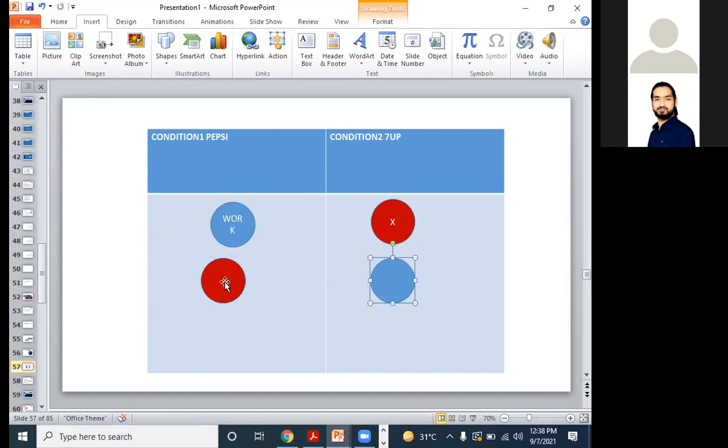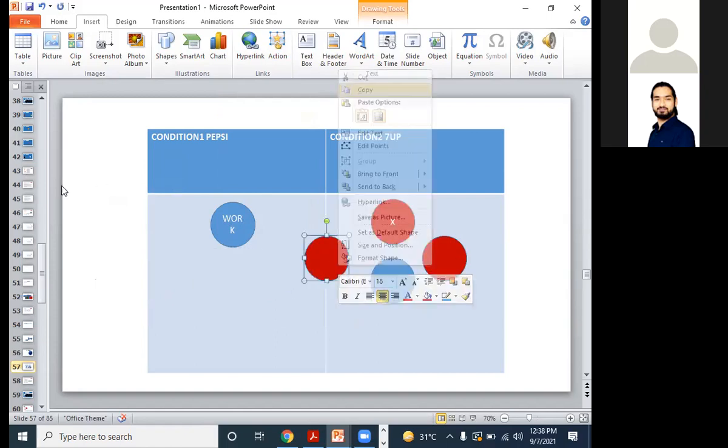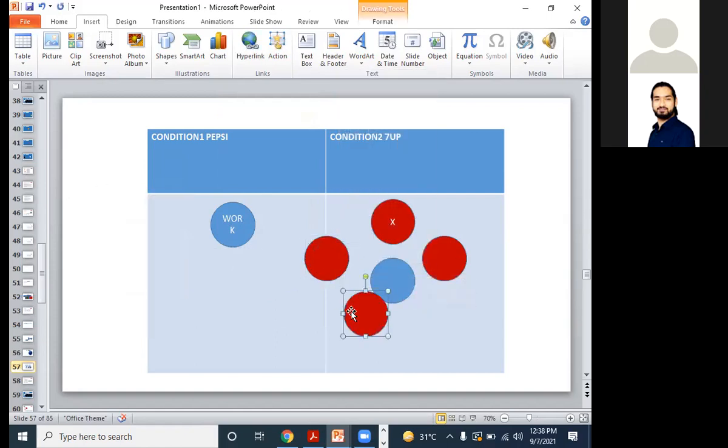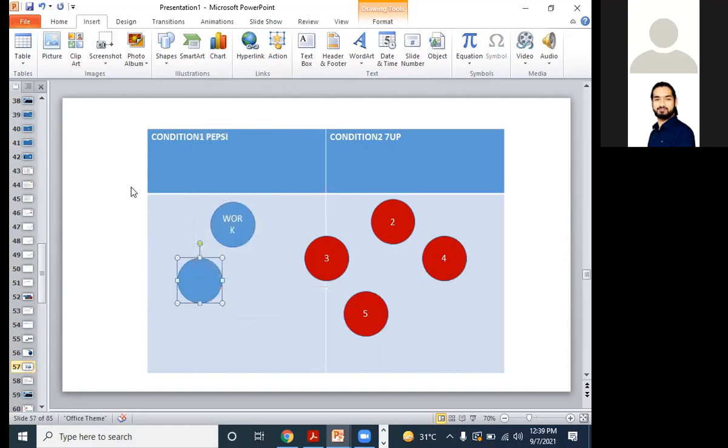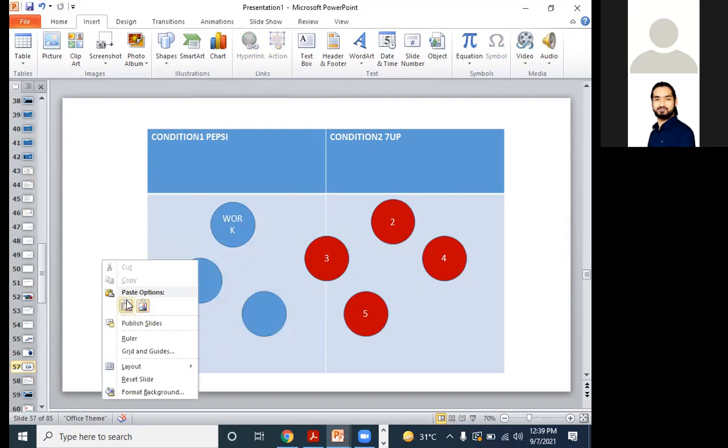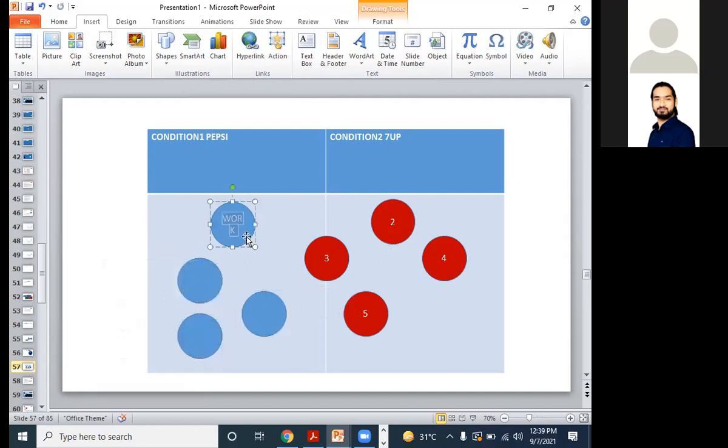All right, so how this works is, red are the people whose taste buds don't work, please remember that. I'm going to color code them. So like this is partition number 2, 3, 4, 5. And blue are the people whose taste buds work, like 1, 6, 7 and 8.